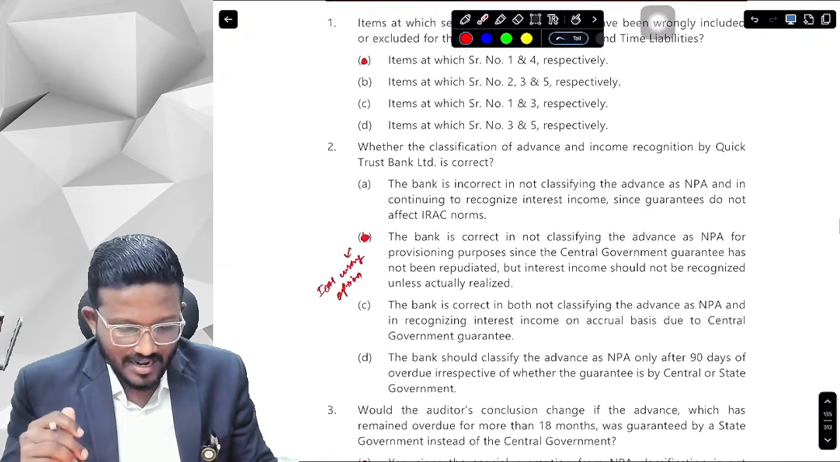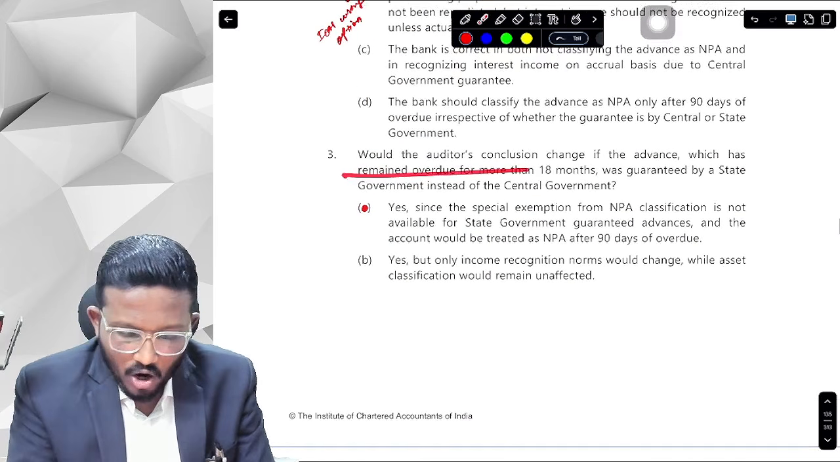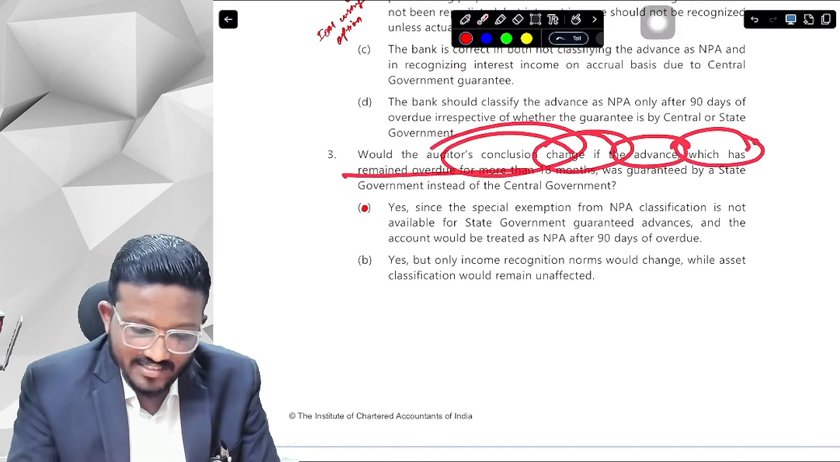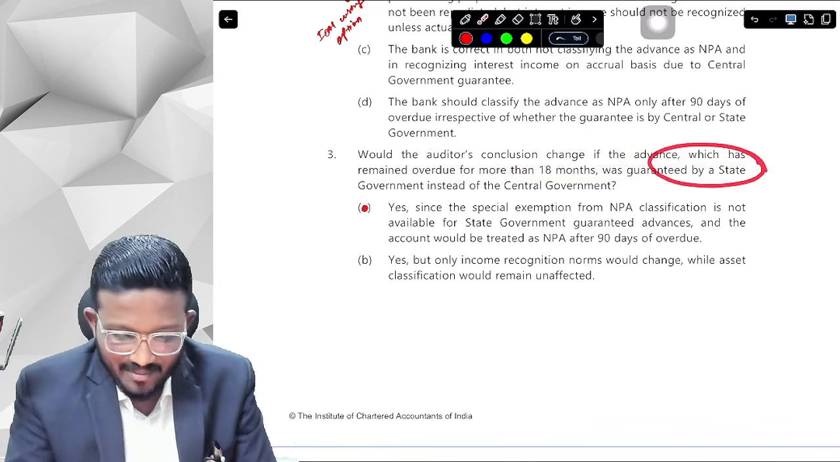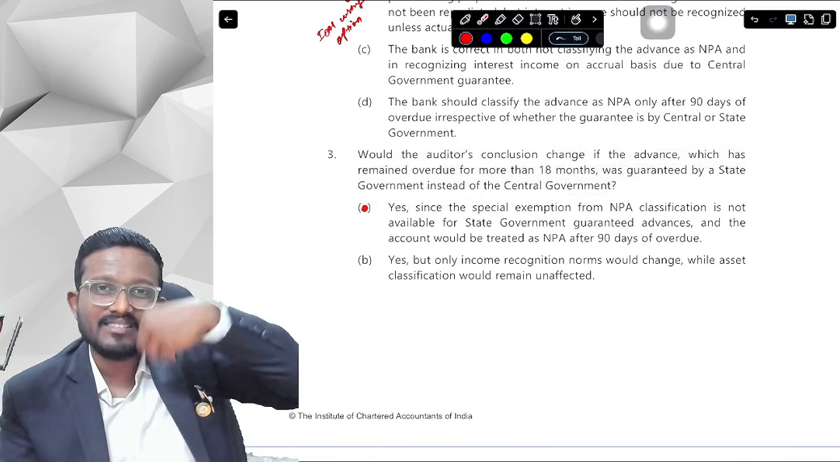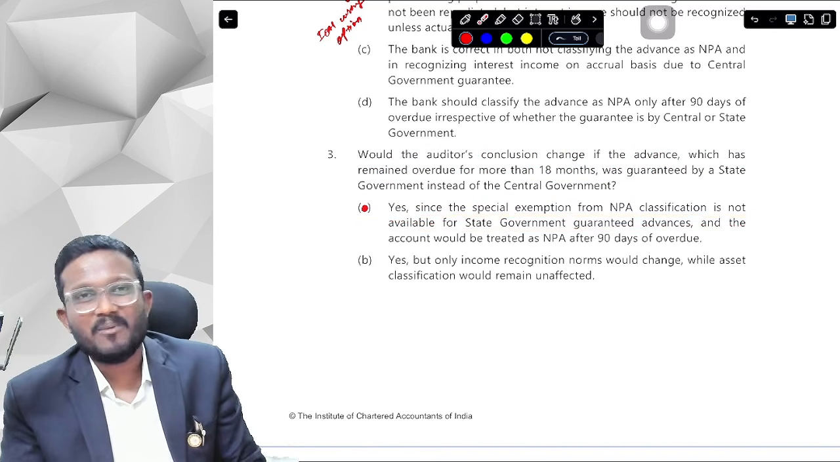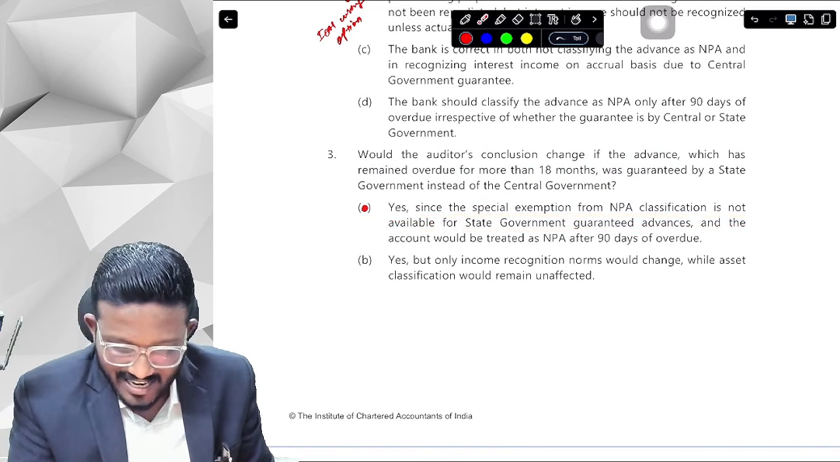Yes sir. Next is saying, would the auditor's conclusion change if the advance which has remained overdue for more than 18 months was guaranteed by the state government instead of the central government? Yes sir. If it was guaranteed by the state government, then it will be considered NPA for provisioning as well as income recognition purposes, because state government guaranteed advances do not have any special exemption.